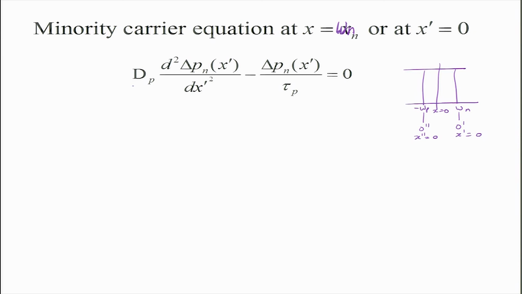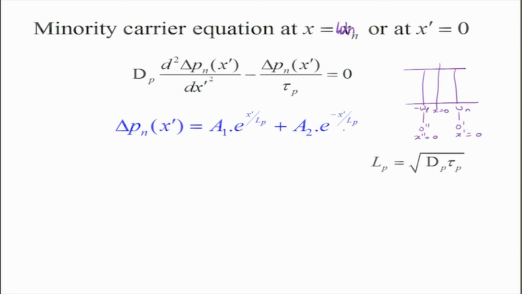So when we do that, we redefine our minority carrier equation, which is Dp into d2 delta Pn of x prime by dx prime square minus delta Pn at x prime divided by tau p, that is equal to 0. This is a second order differential equation. The solution of this is delta Pn of x prime is equal to a1 exponential of x prime divided by Lp plus a2 into exponential of minus x prime divided by Lp. This is a standard solution for a second order differential equation.